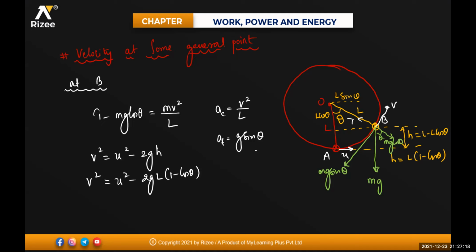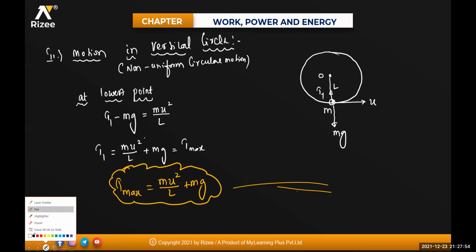So velocity at any general point, you can use the formula v square is equal to u square minus 2gL into 1 minus cos theta, and simplify the relation. Clear? Is it clear up to here?